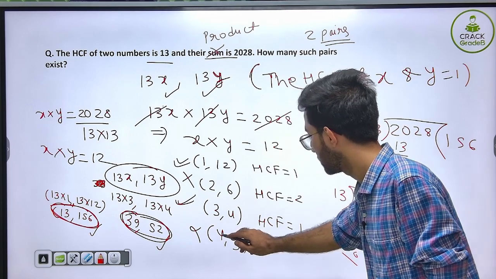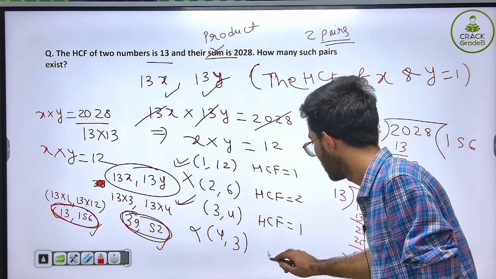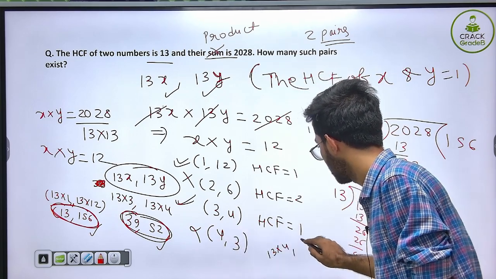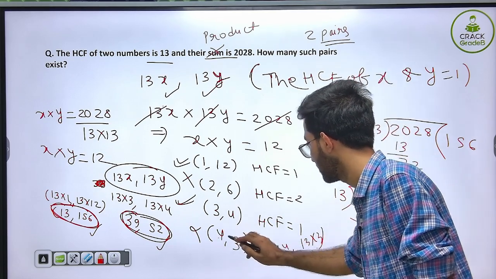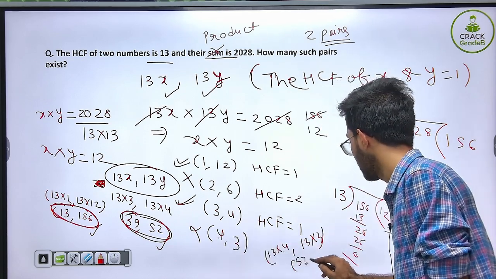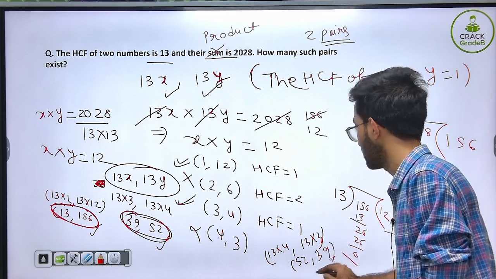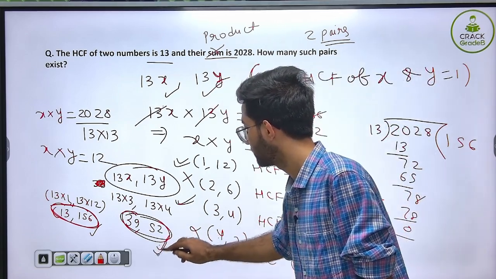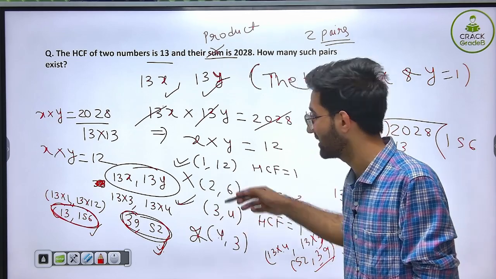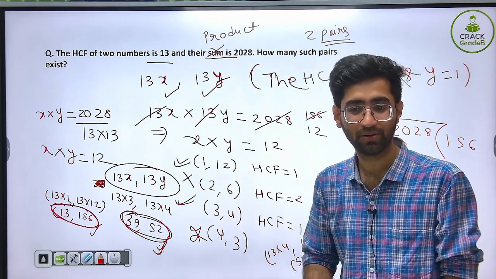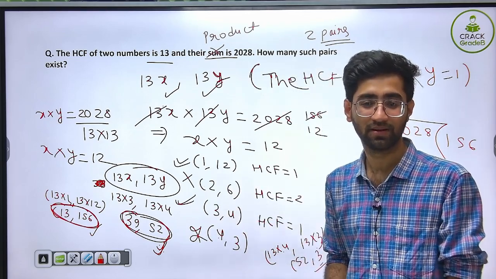Even if you take the value of x as 4, you will write 13 into 4 and 13 into 3, 13x and 13y. See, you are repeating the values 52 and 39. We have already found 39 and 52. So why can't we repeat? We can't take again 12 and 1, because the values will repeat itself, right?